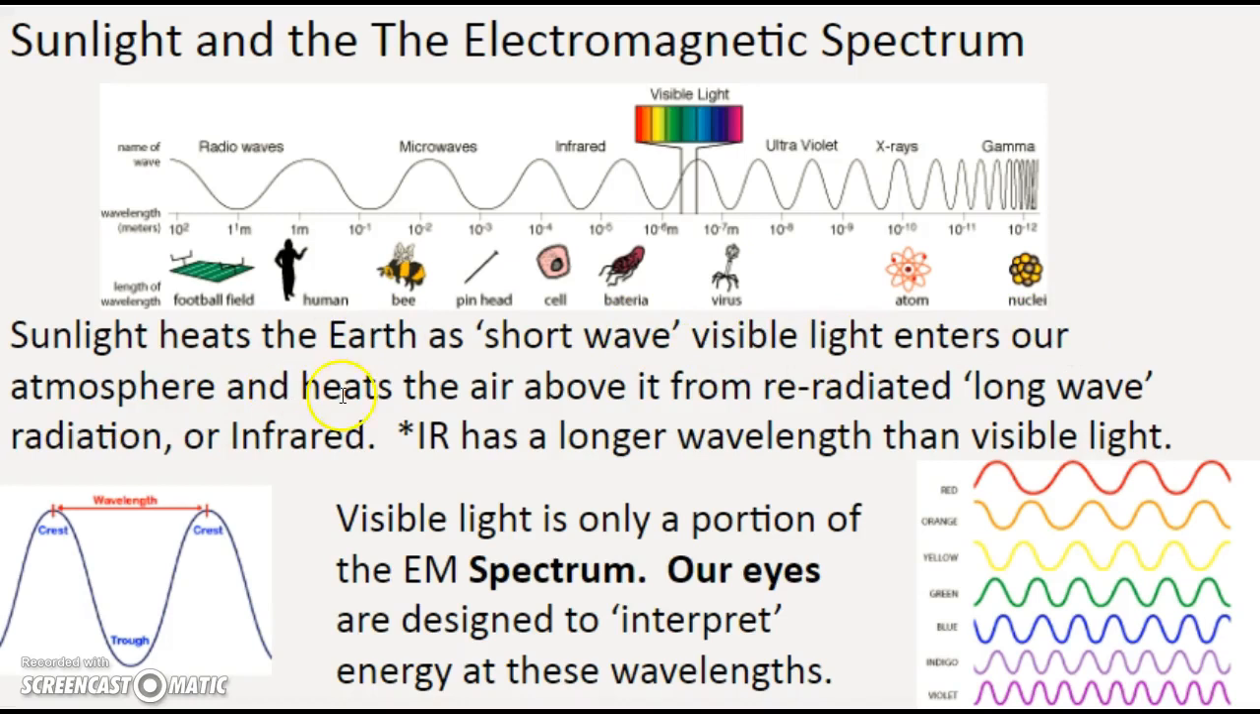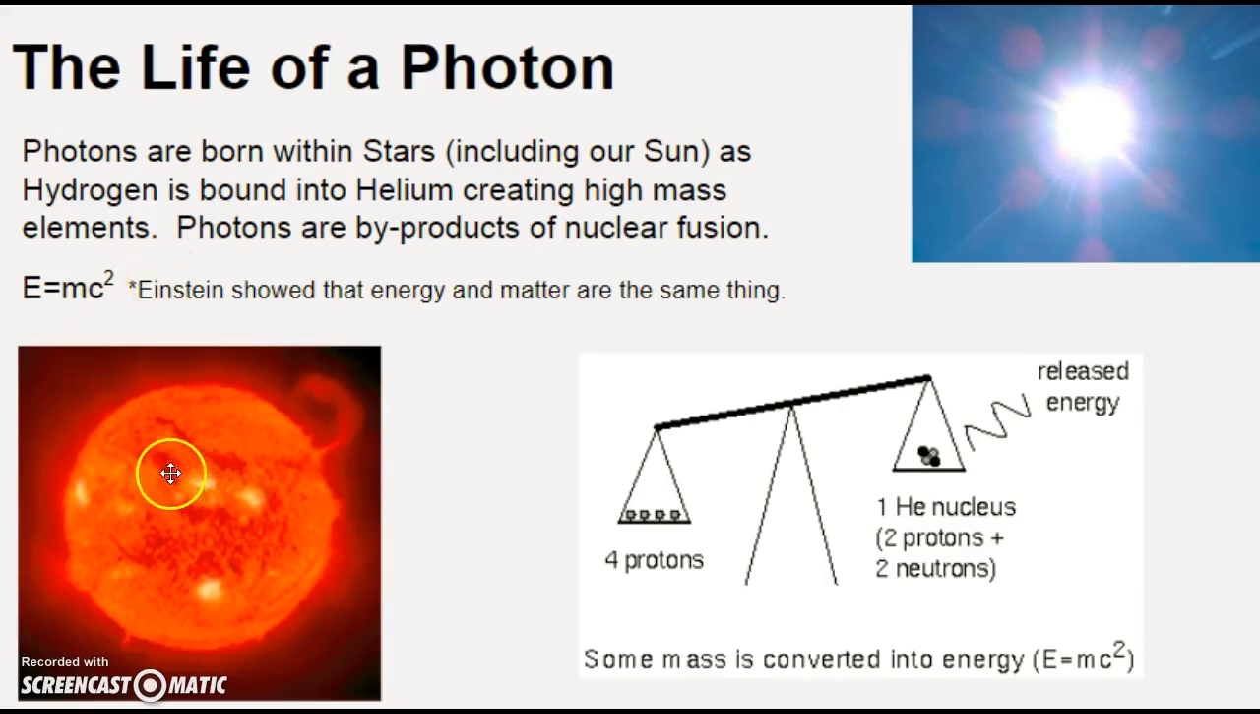Sunlight, or what we'll describe as visible light, heats the Earth as short wave or visible light as it enters our atmosphere, and then it heats the air above it from re-radiated long wave radiation that we describe as infrared. Infrared has a longer wavelength than visible light. Visible light is the only portion of the electromagnetic spectrum which our eyes interpret. It interprets each of them with different frequencies and different wavelengths. Red has the longest wavelength, and violet has the shortest wavelengths. So it means we got to go back and take a look at what's happening in the sun.